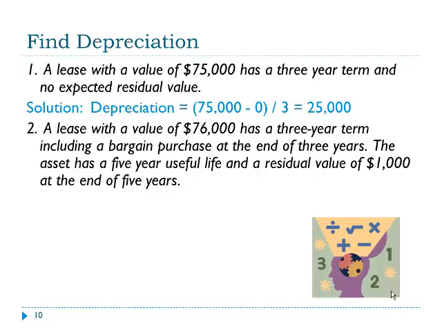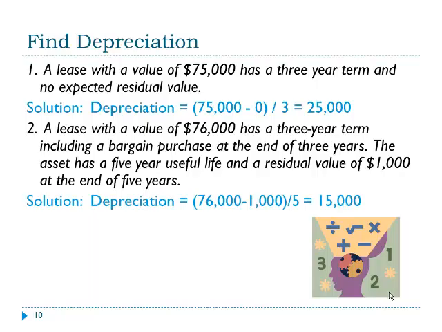If we have a lease with a value of $76,000 that has a 3-year term and includes a bargain purchase at the end of 3 years, the asset has a 5-year useful life and a residual value of $1,000 at the end of 5 years. Then we have not the 3-year term, but the full 5-year term to depreciate this asset over, and we do have a residual value at the end of $1,000. So the depreciation is the $76,000 minus $1,000 divided by 5, or $15,000 during each year of the use of the asset.